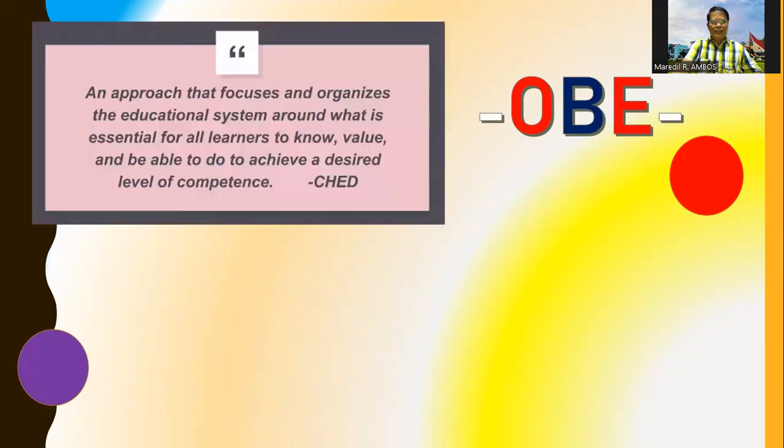Another definition of outcome-based education is according to CHED, which is an approach that focuses and organizes the educational system around what is essential for all learners to know, value, and be able to achieve, or a desired level of competence. So there are competences that we need to achieve.